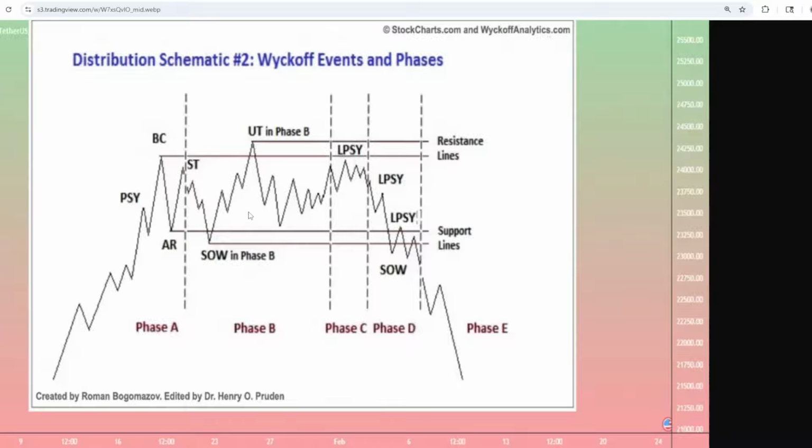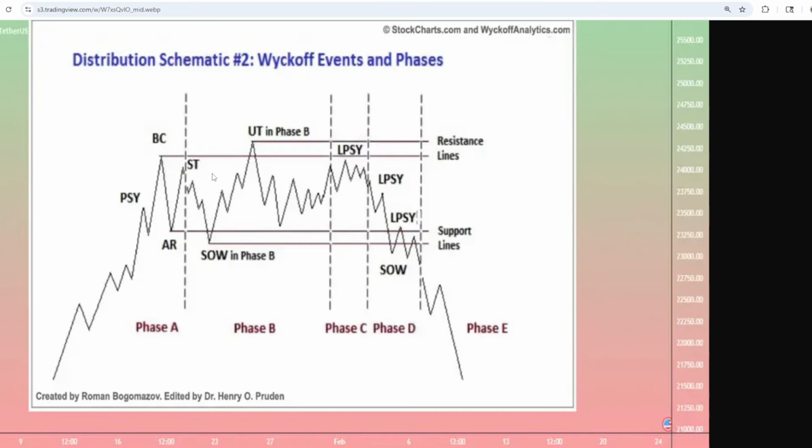And then we have the sign of weakness. The sign of weakness, SOW, is the lower low, right? You have the higher low that fails, so now you have a lower low. You've actually started a downward channel here. What then happens is the price rallies. You break that buying climax, but you have an up thrust.